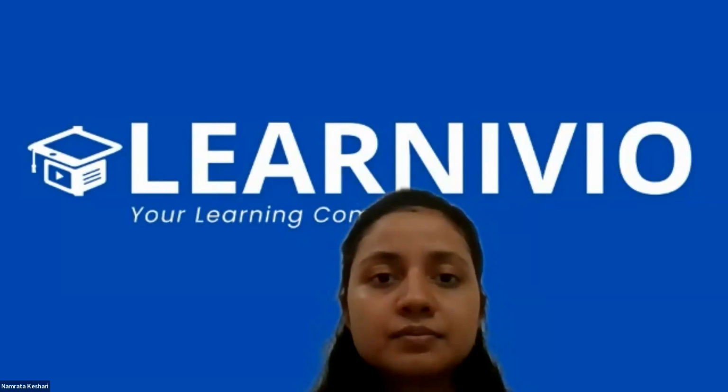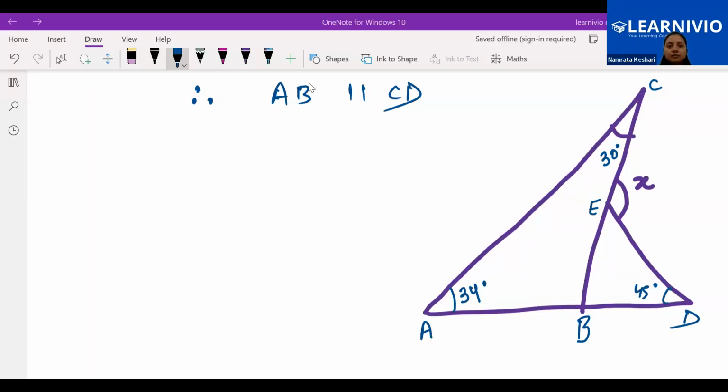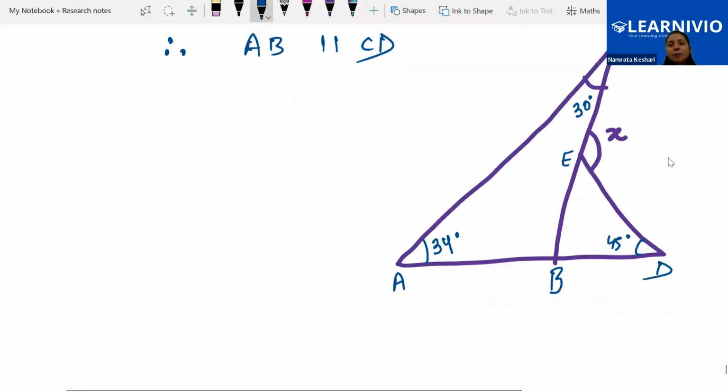Now let's discuss it. So what we will do over here, see, we can see triangles over here. Angle sum property is already known to us. Now, what can be done to find angle x? If you think about it, there are so many ways. One of the ways is this.